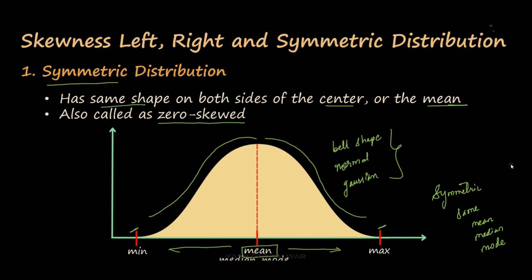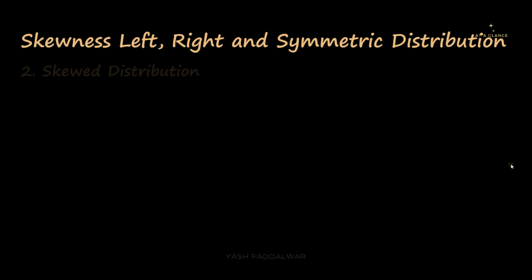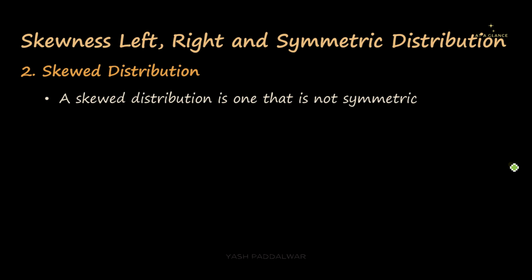Now let's move on to the next type of distribution, which is called a skewed distribution. Let's see what exactly this skewed distribution is. You can see that a skewed distribution is the one that is not symmetric.